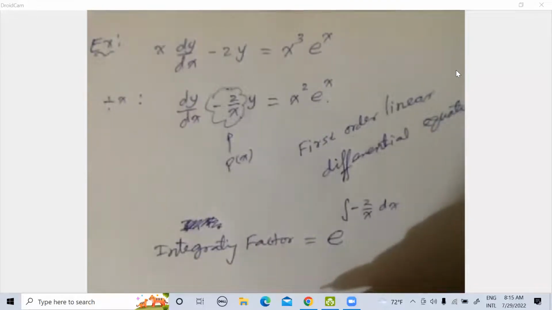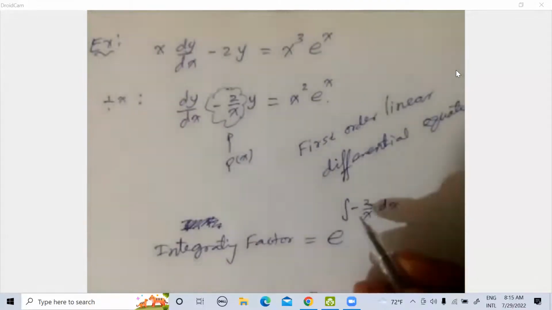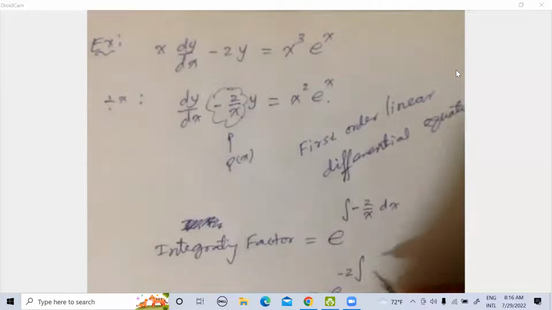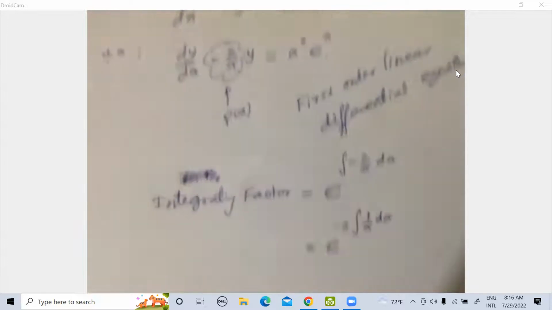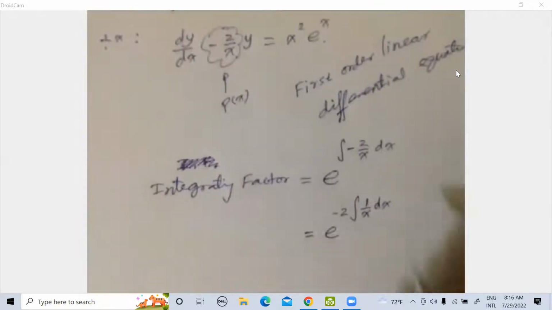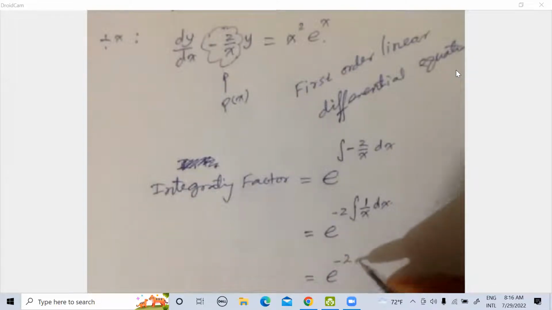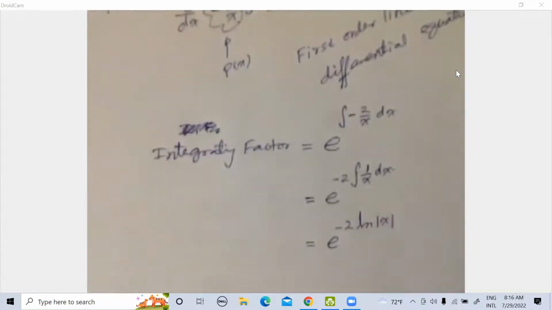Now what is the answer? This is equal to, you can take the minus 2 out. You can write the answer straight away. Minus 2 out, think of it as e to the, this is the integral part, 1 over x dx. What is the integral of 1 over x dx? This integral is, yes, what is integral 1 over x? E to the minus 2, yes, very good. Ln absolute x. Absolute value is there.